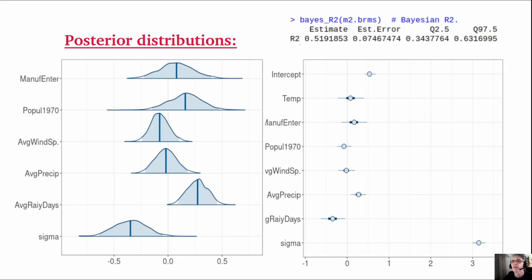We obtain again the Bayesian R-square with its standard error and the 95% credible intervals. So the model explains 51% or nearly 52% of the variation of the response variable, which happens to be log SO2.